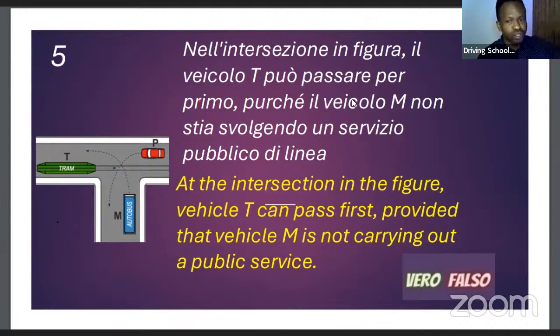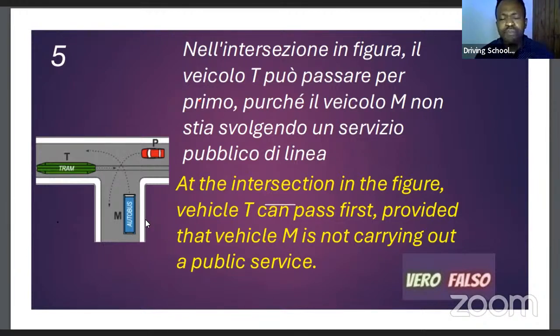Can pass first, as long as vehicle M is not carrying out a public duty. Now, which is indirectly telling you that if vehicle M was carrying out public duties, then vehicle T will not be the first to leave. Now, what is vehicle M? Vehicle M is autobus. You understand?